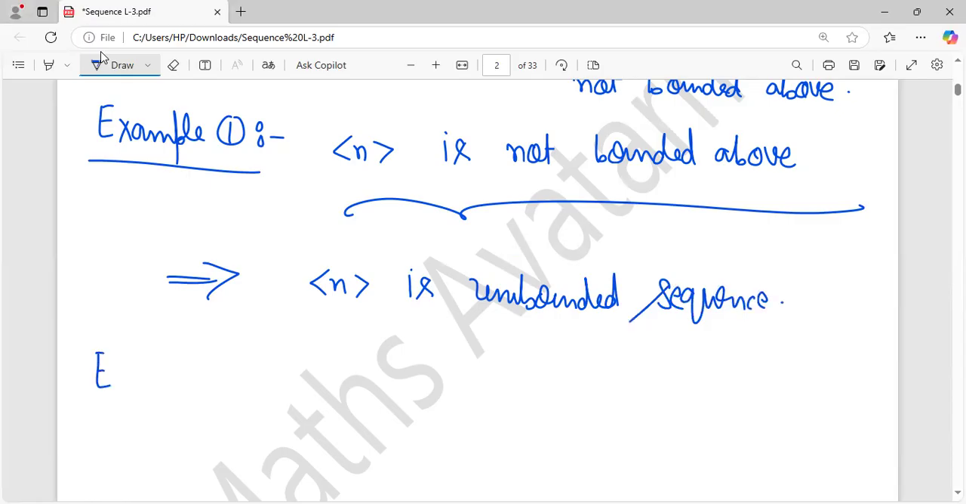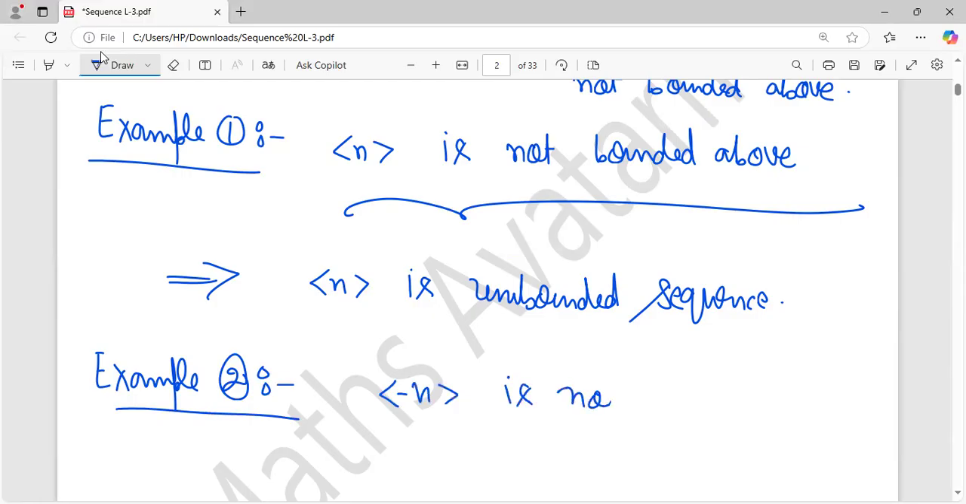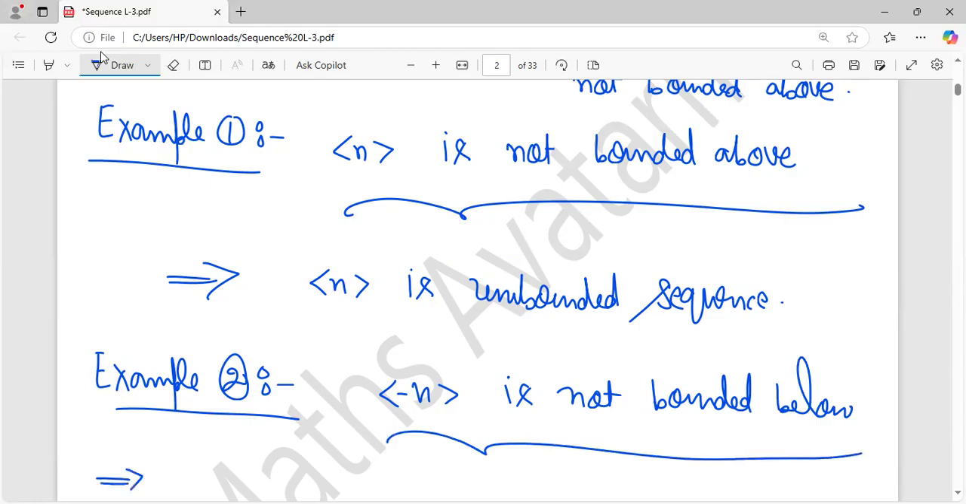Now example 2. This sequence, minus n, is not bounded below. So this sequence is not bounded below. So what does it mean? It means this sequence is unbounded.